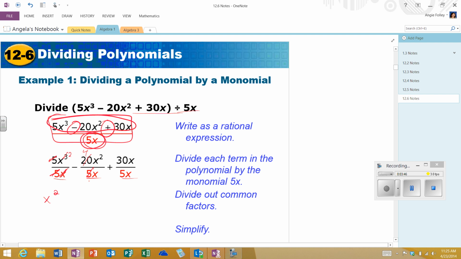5 goes into 20 4 times. The x, one of those canceled, so I have a 4x. The 5 goes into 30 6 times, and my x's cancel, so I'm just left with x squared minus 4x plus 6.